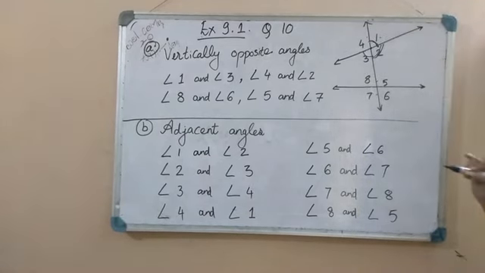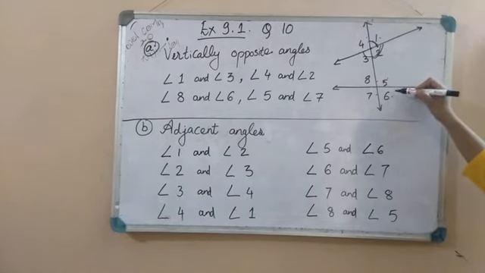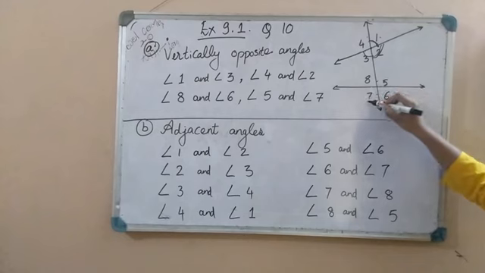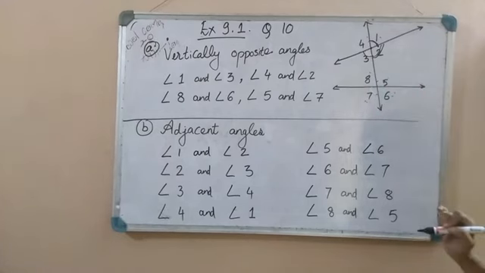In the same way, on this side, angle 5 is adjacent to angle 6, angle 6 is adjacent to angle 7, and angle 7 is adjacent to angle 8. Clear?